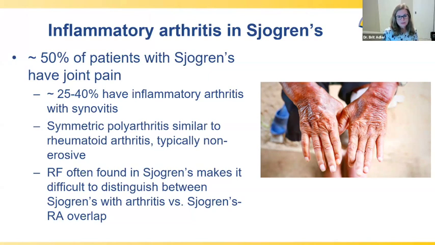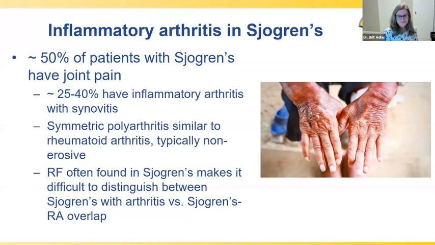The arthritis in Sjögren's is often symmetric, and it affects multiple joints, including the small joints and the large joints. So often it's the joints in the hands, the elbows, the shoulders, and it has a pattern that resembles rheumatoid arthritis. It's typically non-erosive, so when we do x-rays of Sjögren's patients, typically we do not see erosions, which is distinct from rheumatoid arthritis, where we commonly see erosions or damage to the joint on x-ray. And it can sometimes be difficult to distinguish between Sjögren's with inflammatory arthritis and rheumatoid arthritis.